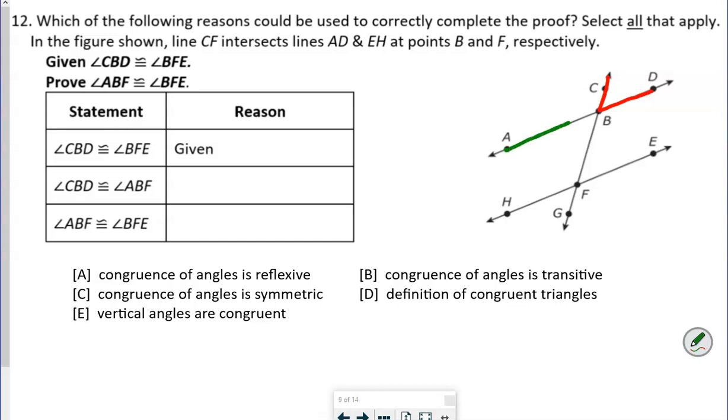So ABF is right there. So we're talking about these two angles. Why are they congruent? Because they're vertical angles, right? So it's E. So E is the answer there.